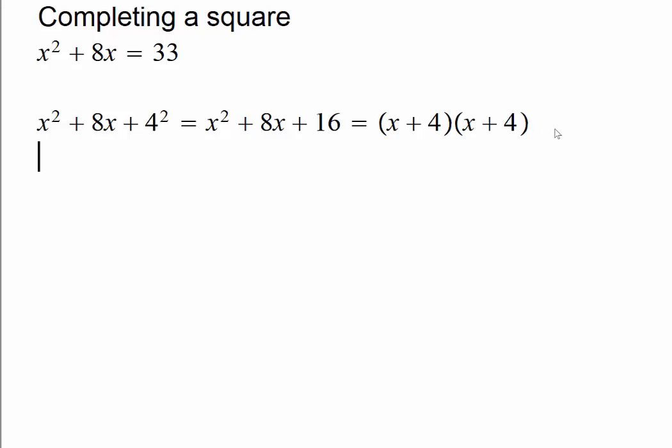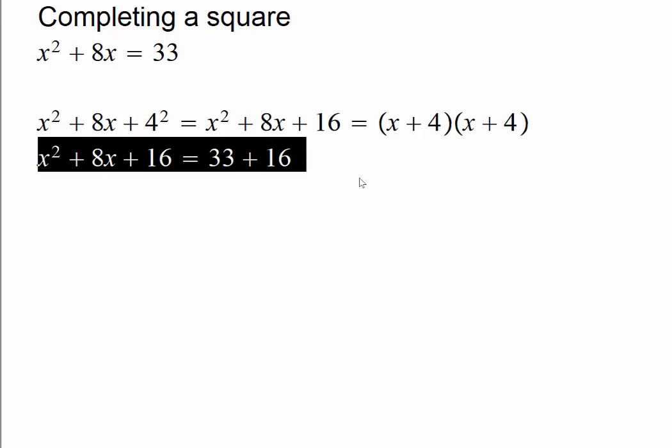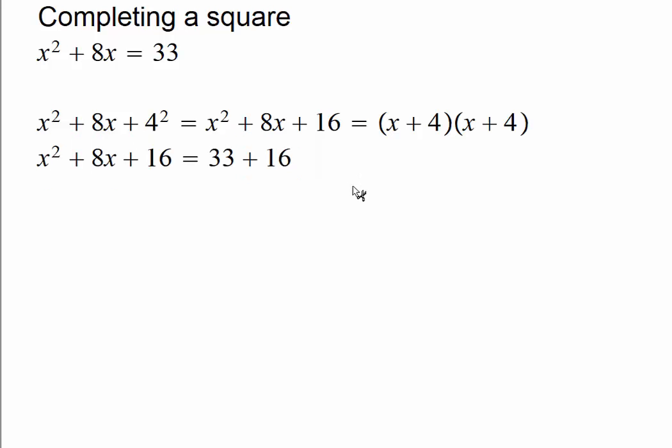Now to employ this technique for solving this equation, notice that we have to add a 16 to complete the square. So we have to add a 16 here to balance the equation. And then if we simplify further, what do we get on the left hand side? We get x plus 4 squared, and the right hand side is 49.